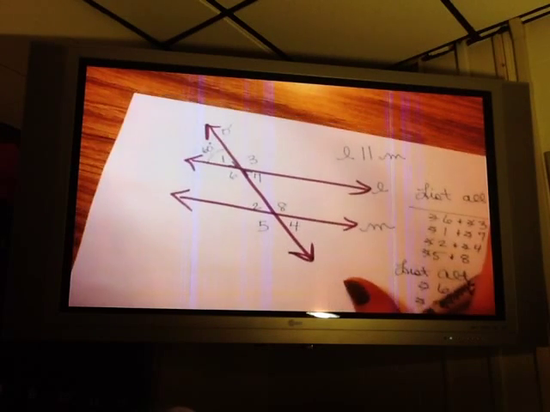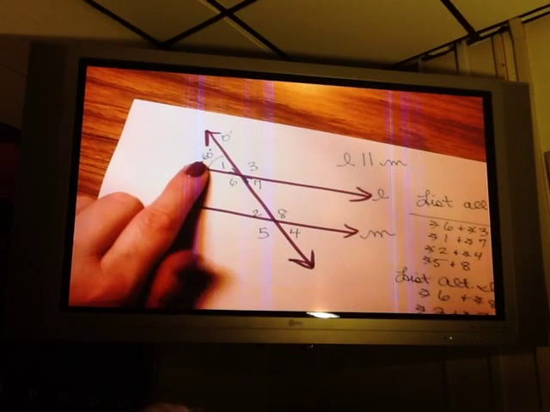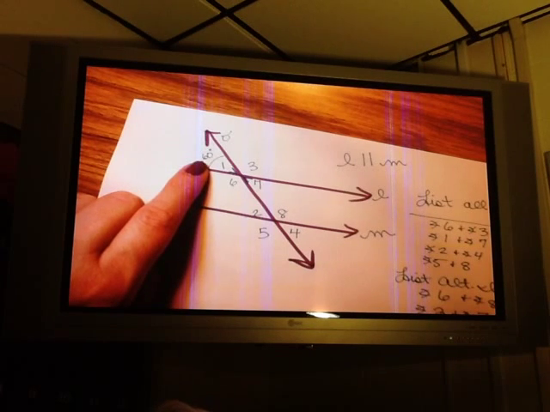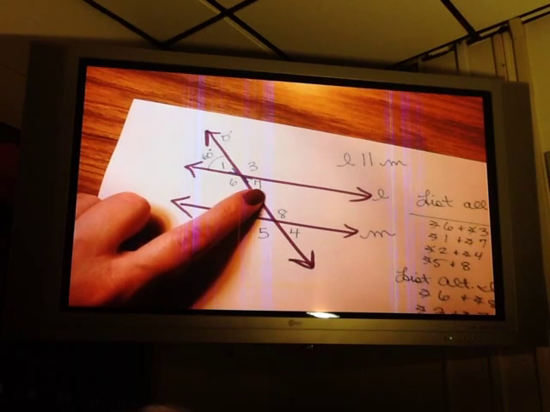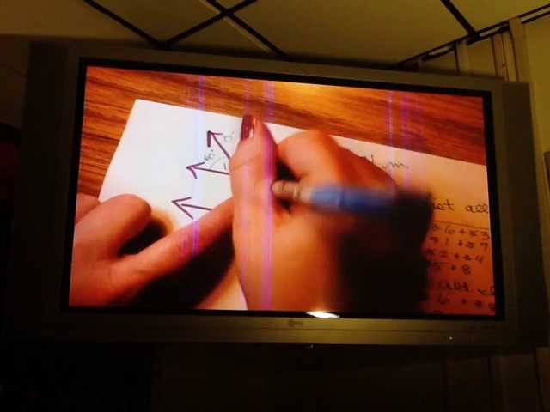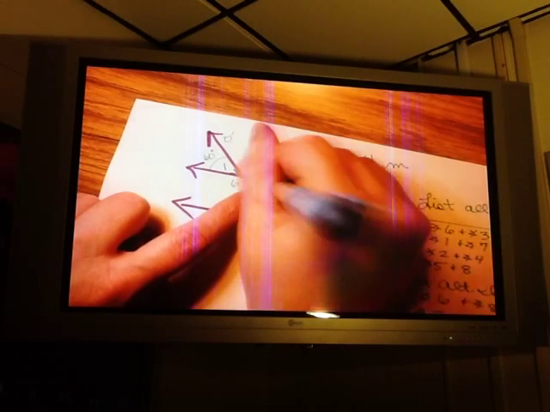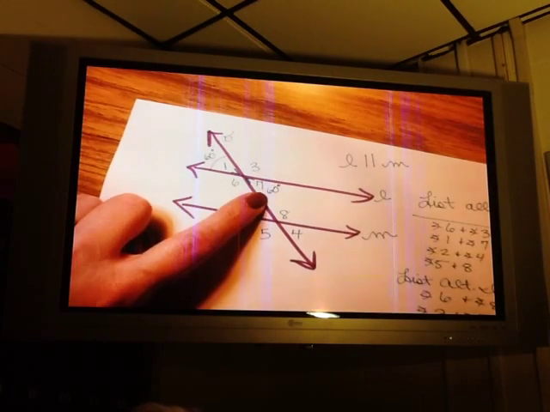So if you know that angle 1 is 60 degrees, 7 is also 60 because it's vertical. It's the same size. So let's fill that in. Excellent. That has to be 60 because it's vertical. And vertical, we said, were exactly the same.